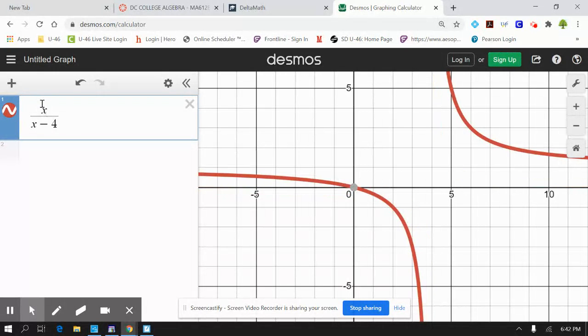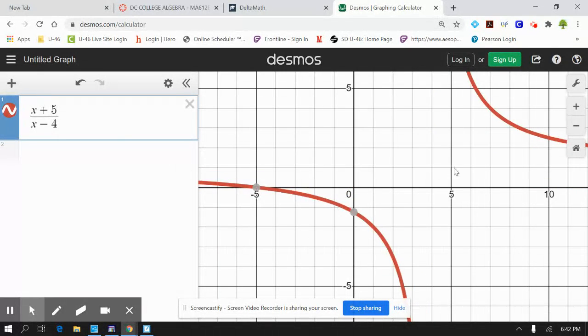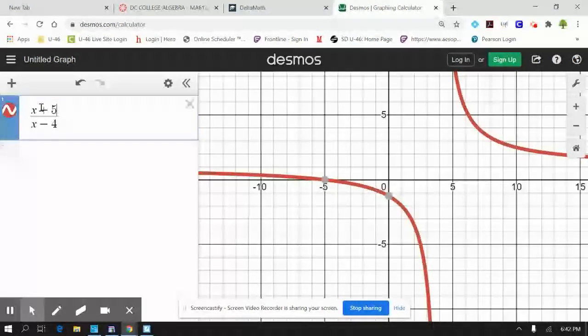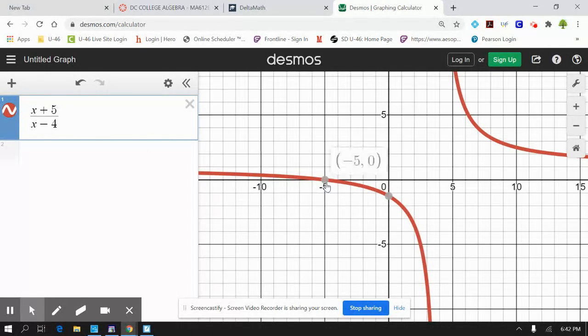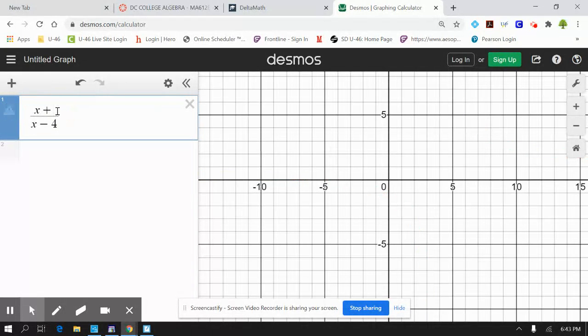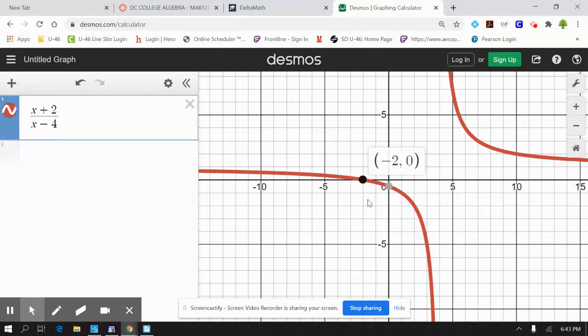If on the top I put x plus 5, then now the numerator and the denominator have the same degree. So they have a horizontal asymptote of whatever 1 divided by 1 is, which is 1. So I've got a horizontal asymptote of y equals 1. And then also, what makes this numerator 0? What makes x plus 5 0? -5 does. So whatever goes in the top, that's your x-intercept. If I change that x plus 5 to x plus 2, then I'm going to have an x-intercept right there at -2.